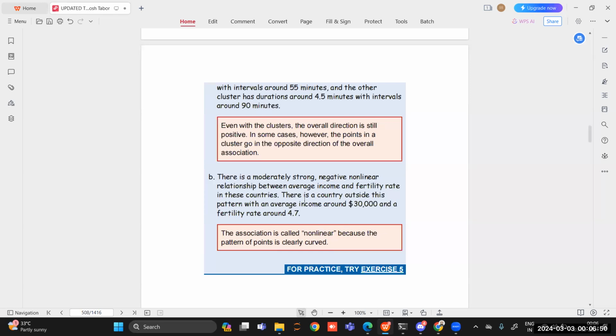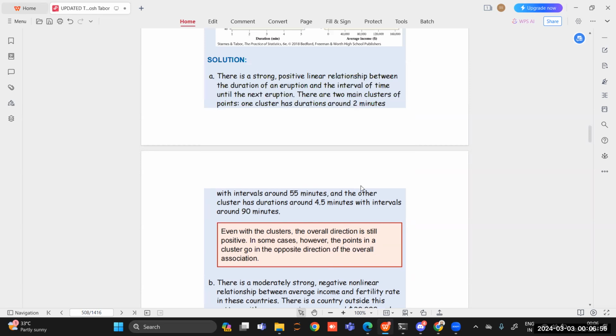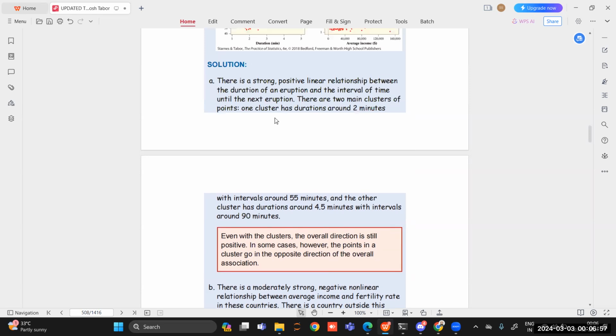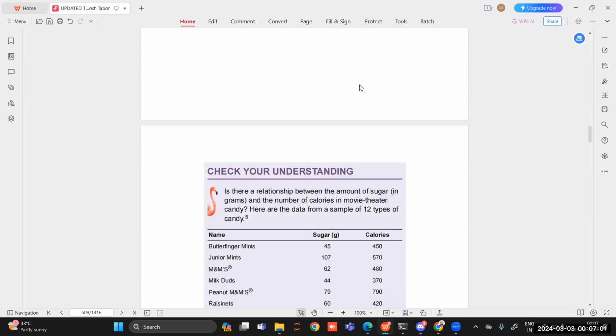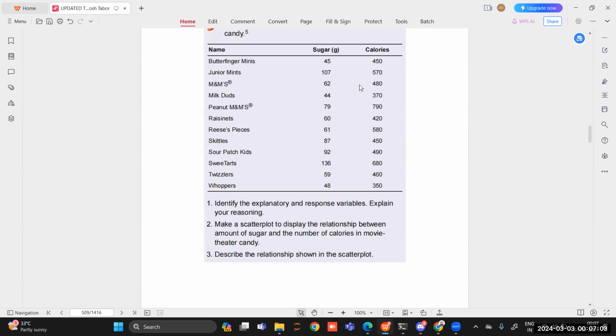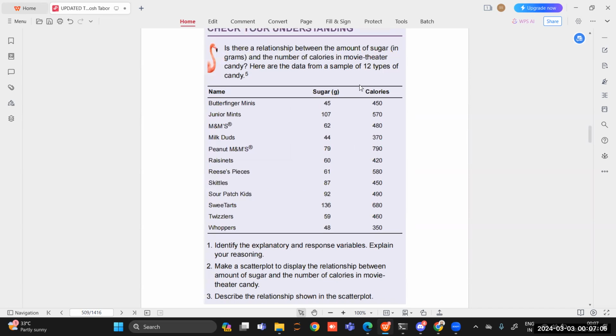Moderately strong and negative non-linear relationship between average income and fertility rate in these countries. Okay, so there is a strong positive linear relationship. See, I have to explain all the things to you. Alhamdulillah. So now this question, come on, do this question also fast.